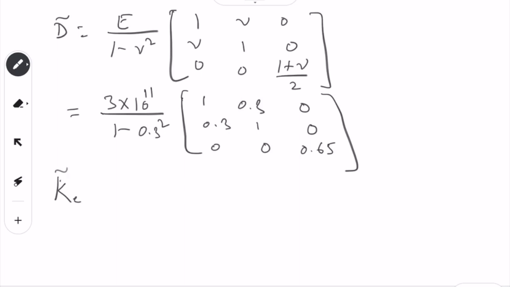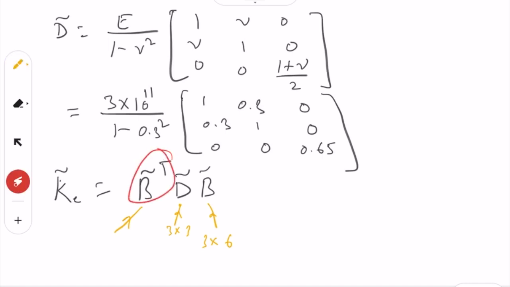So the next thing is to find out the K. So Ke will be equal to B transpose, D and B. This is what will give you the K. B is a 3 by 6, D is 3 by 3, and B transpose is 6 by 3. So K will be a 6 by 6 matrix. This is how we can find it.